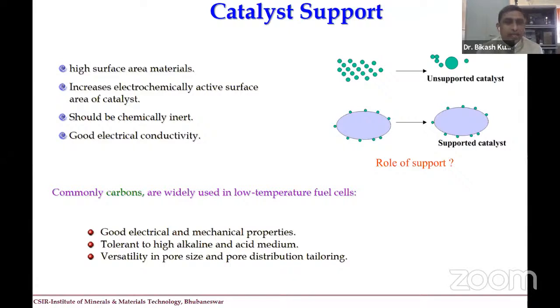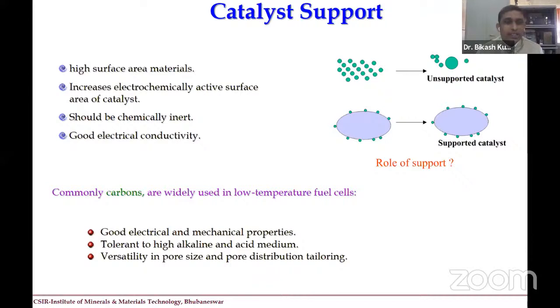And with the high surface area material we should need, so that we can accumulate more nanocatalysts on its surface, and also it should have good electrical conductivity, because it carries the electron transfer process, and should be chemically inert. It should not take part in the chemical reaction, otherwise it will get corroded and ultimately will hamper the efficiency of the fuel cell.